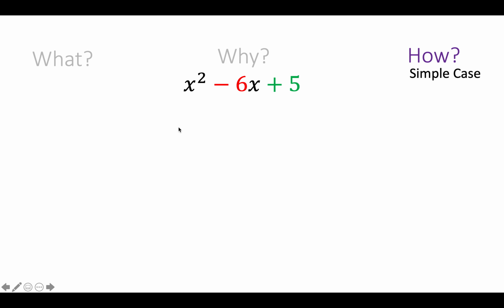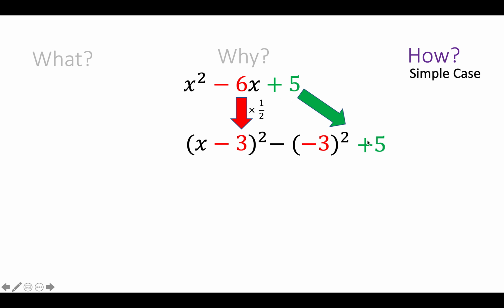For the simple case, there is no number in front of the x squared. It's just 1x squared. We start by halving the middle number. Here, minus 6 is halved to minus 3. That goes inside a bracket like this with an x. Then, we subtract that number squared on the outside. Then the 5 comes down as a plus 5 down here.